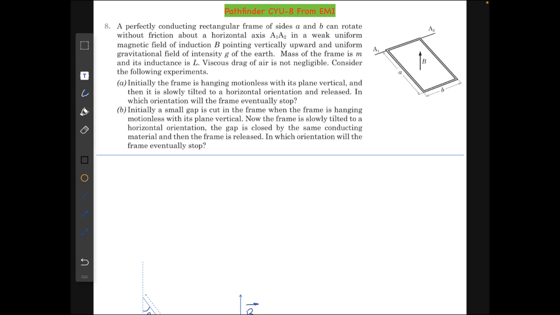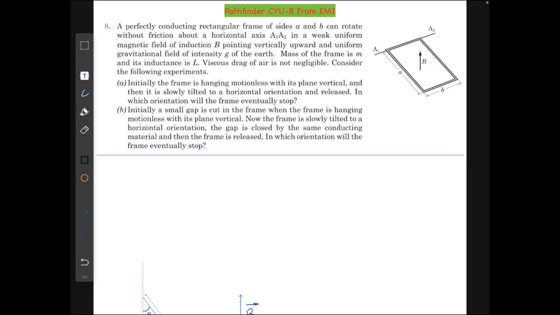Viscous drag force of air is not negligible. Consider the following experiments. For part A, initially the frame is hanging motionless with its plane vertical, and then it is slowly tilted to a horizontal orientation and released. In which orientation will the frame eventually stop?